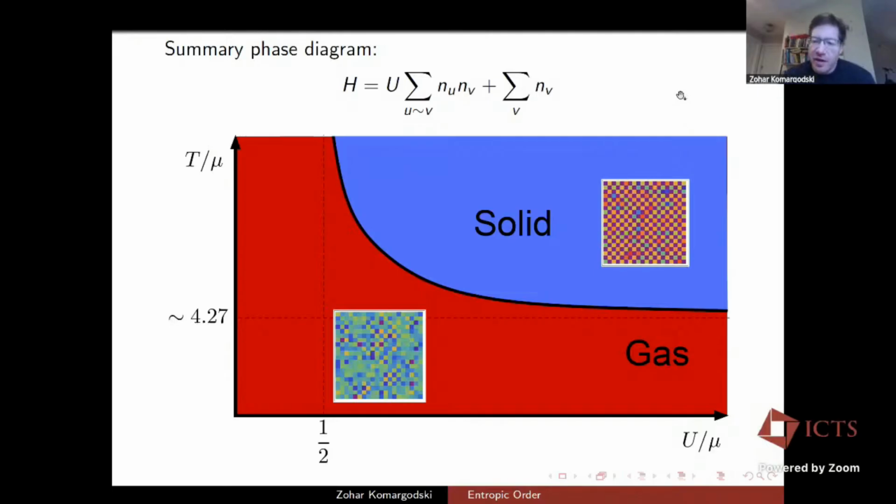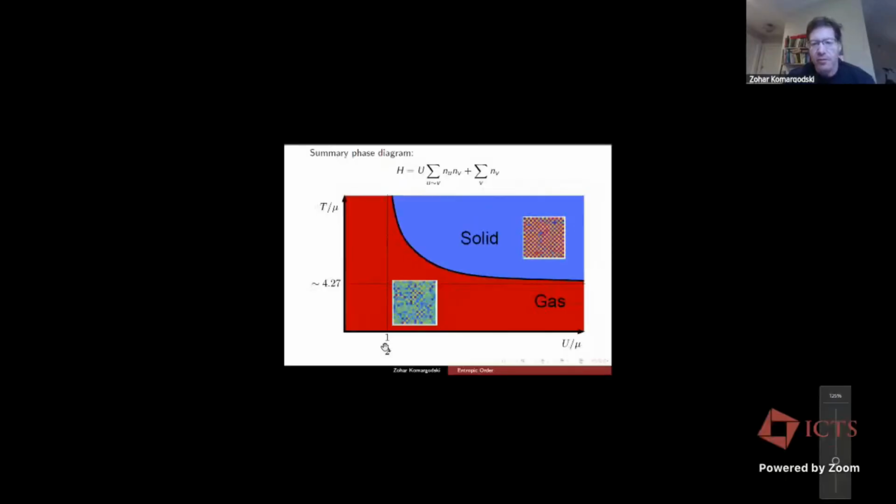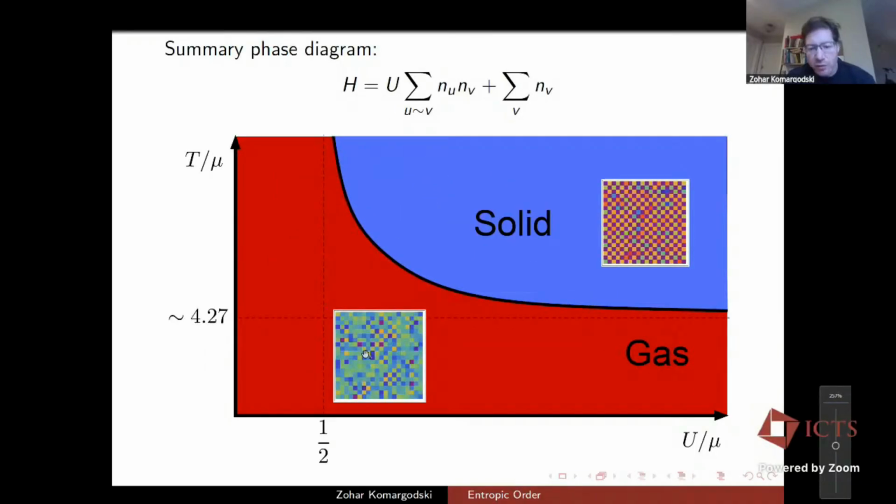So it has this bizarre property. First of all, if mu is 1, by the way, I put the chemical potential to 1 without loss of generality. So mu is 1, so the horizontal axis is just capital U. One thing that this model exhibits numerically is that if U is smaller than a half, it is always in a disordered phase. This is a screenshot of a disordered phase.